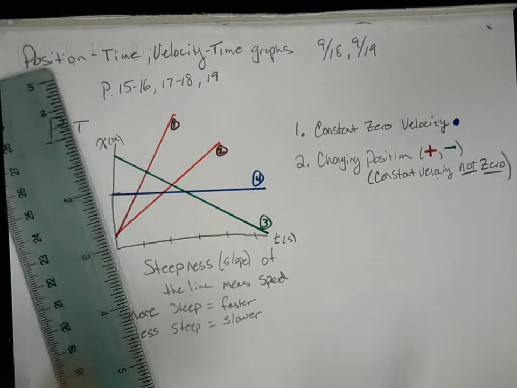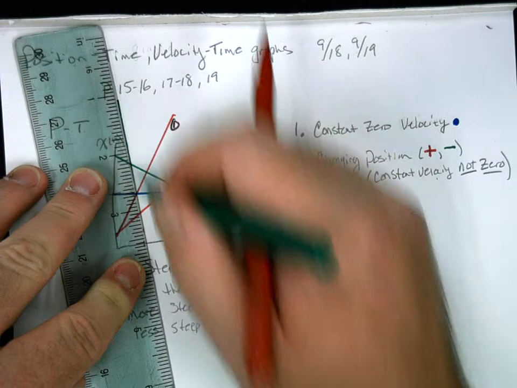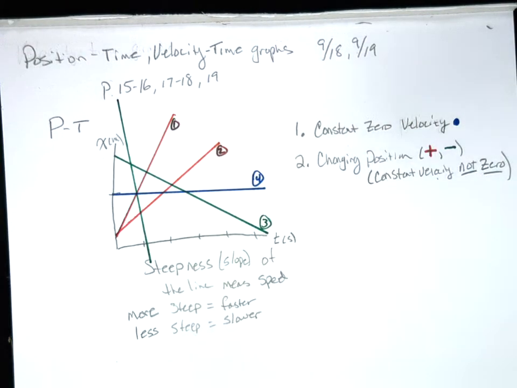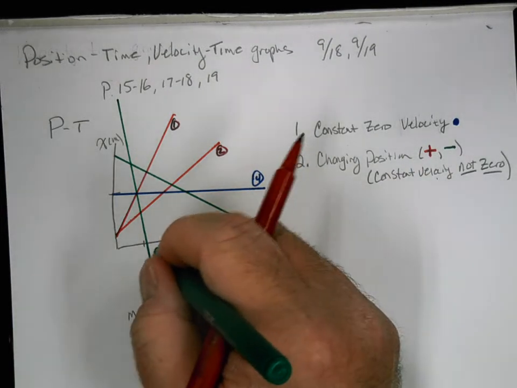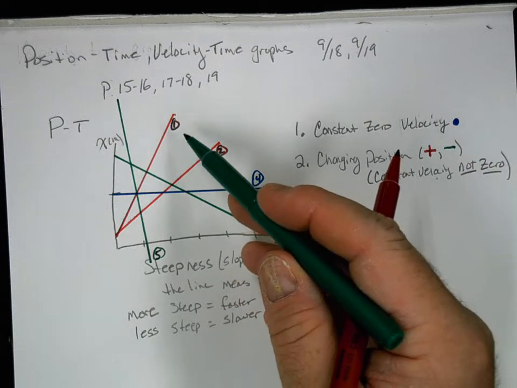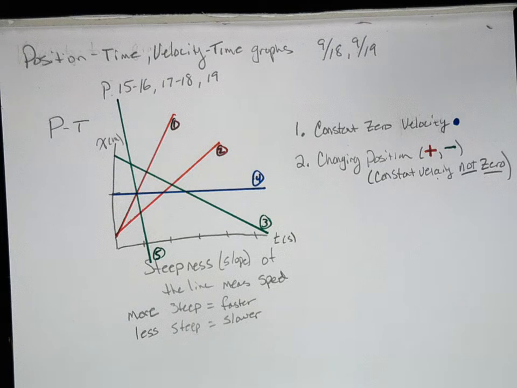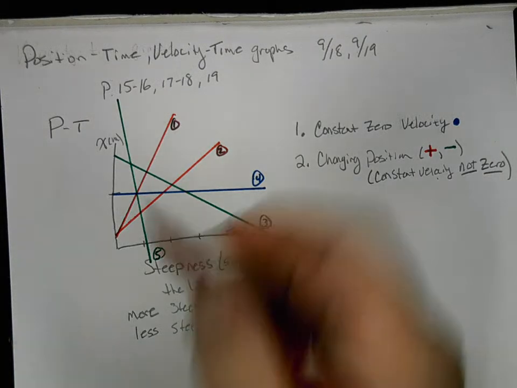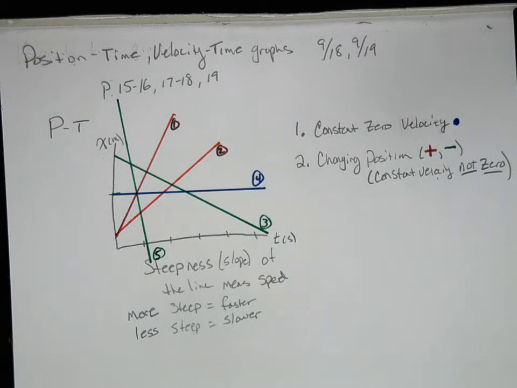All right, so let's get another one in here. Let's get a really fast one. We can see how line 5 is steeper than line 1. And even though line 5 is going in the backwards direction, the negative direction, it is still faster than 1. So steepness means speed.